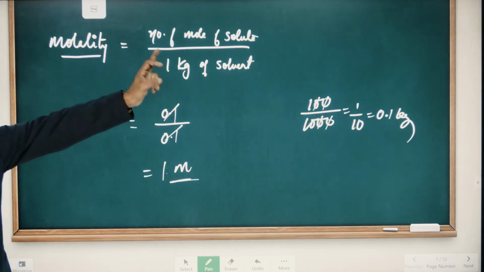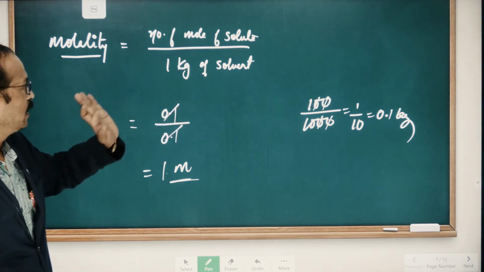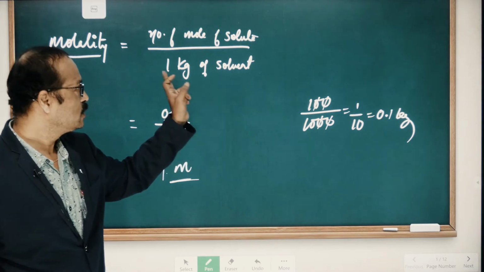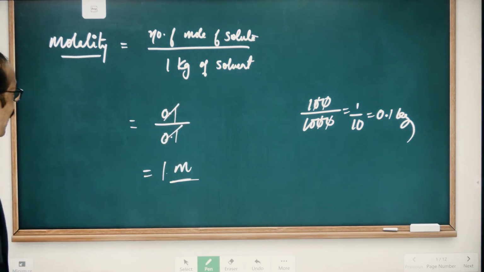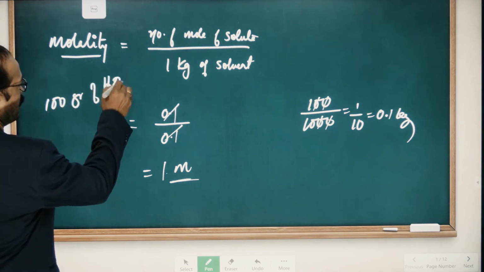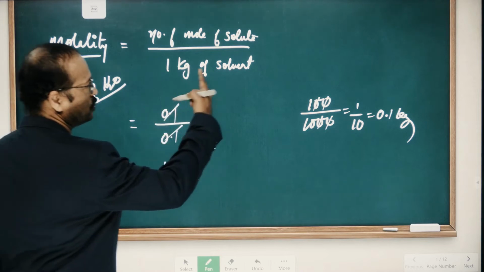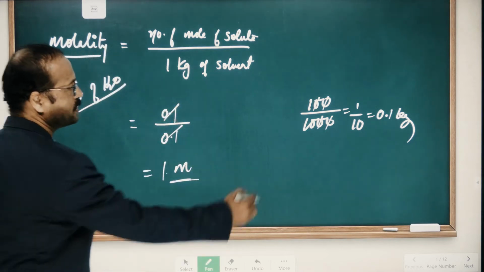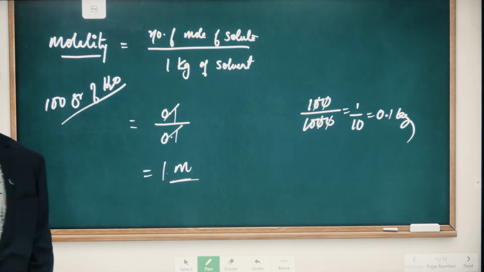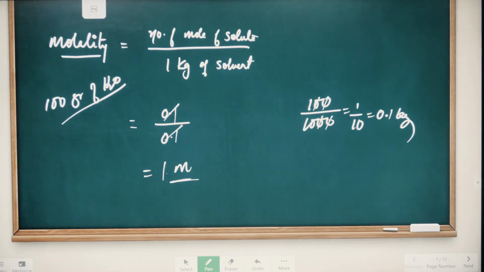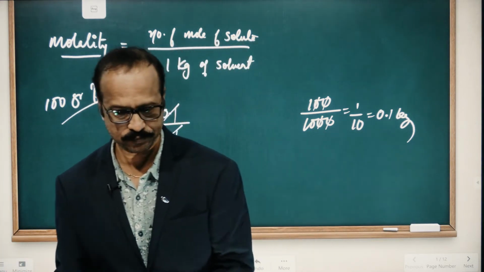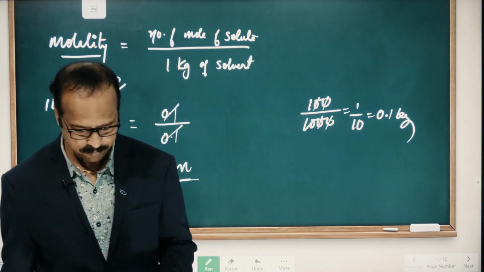Molality is equal to number of moles of solute by 1 kg of solvent. Number of moles, no problem, that's given as 0.1, but 1 kg of solvent. Here in the problem, only 100 grams of water is given. So we have to convert 100 grams into kgs. So this becomes 100 by 1000, that's equal to 1 by 10, which is 0.1 kg. So 0.1 by 0.1, that's equal to 1. Clear? So the fourth option is the answer, right? Chalo, let's go to the next one.